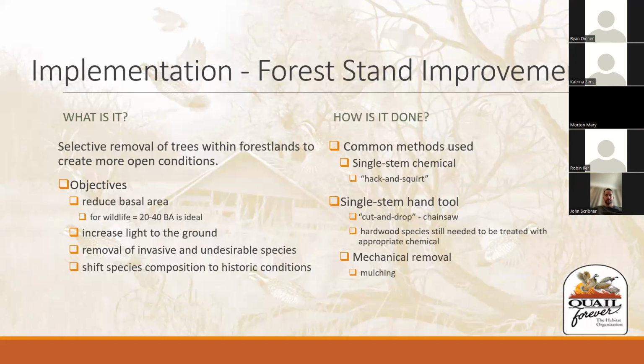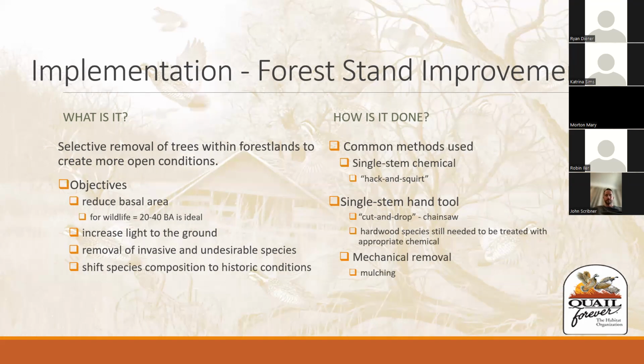So you're killing the tree, but it's still going to be standing for a while. Next, we have single stem hand tool, which we refer to as cut and drop. So this is like going out with your chainsaw and actually just cutting the tree down and either letting it lay to be burned up through a prescribed burn or to decompose, provide a little bit of habitat, or you can pile them up and try to burn them. That makes it go a little bit quicker.